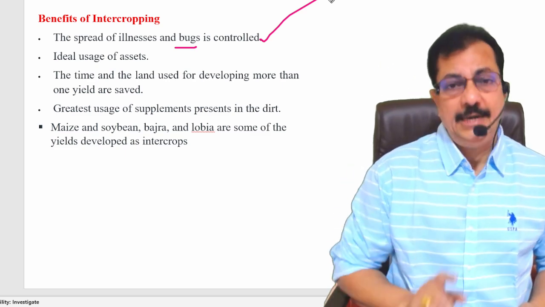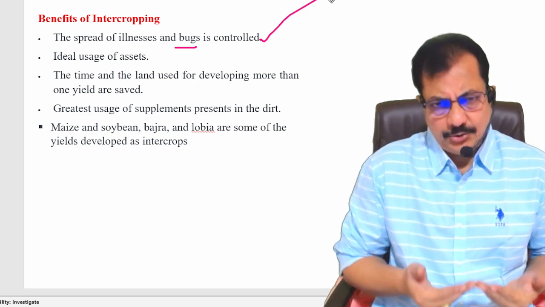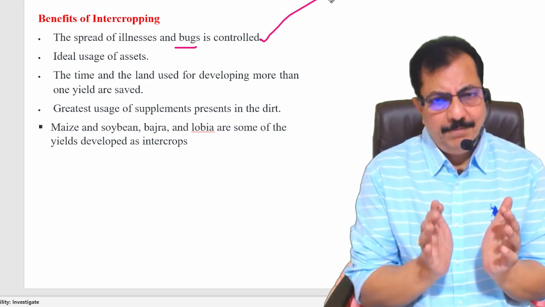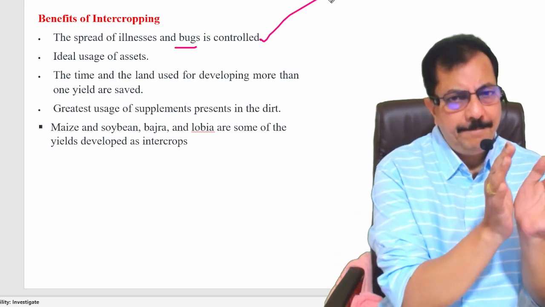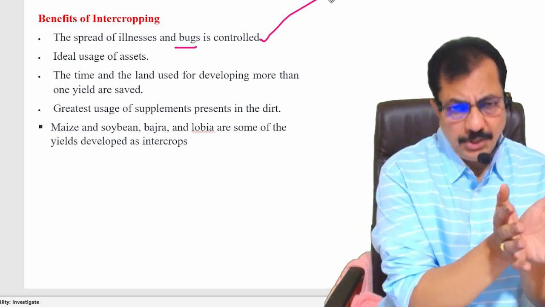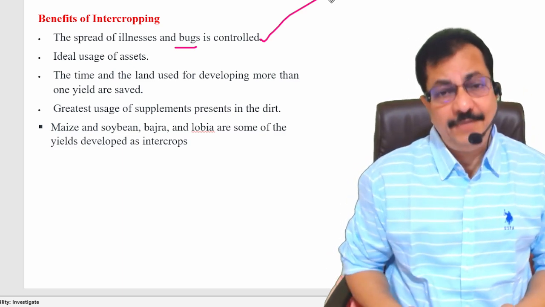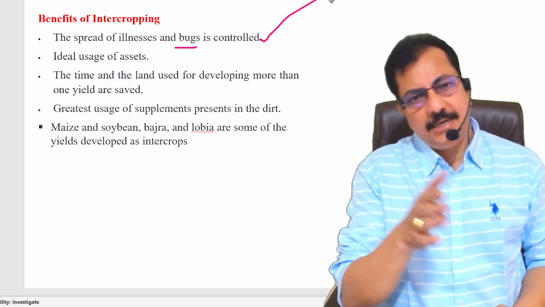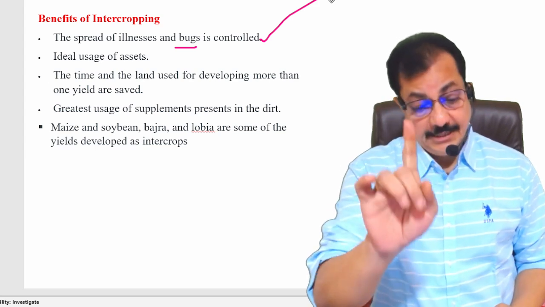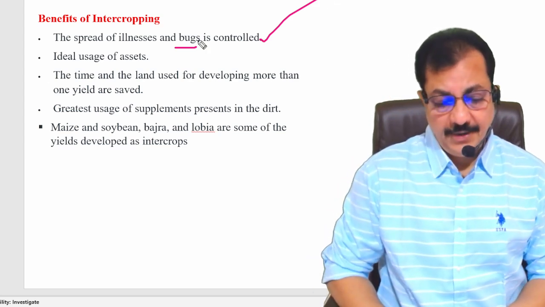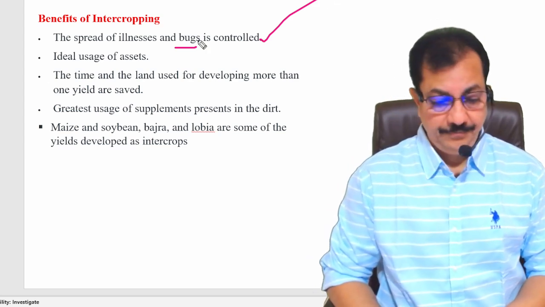But if you go for intercropping, what will happen? If there are bugs also, they will be affecting only those crops that are prone to get infected by them, and the rest of the crop will be safe. That is the reason why the spread of illness and bugs is controlled.